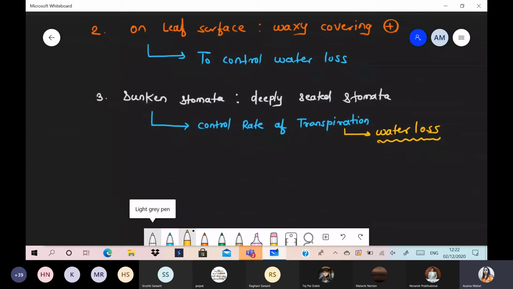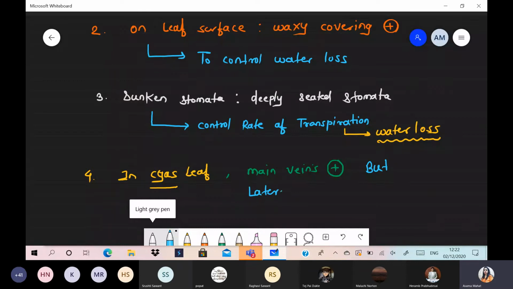Should I continue with the fourth one? Okay. The fourth one we are talking about specifically in case of the Cycas leaf. Cycas is an example of a gymnospermic plant, and specifically in the Cycas leaf, main veins are present, but lateral veins are absent.